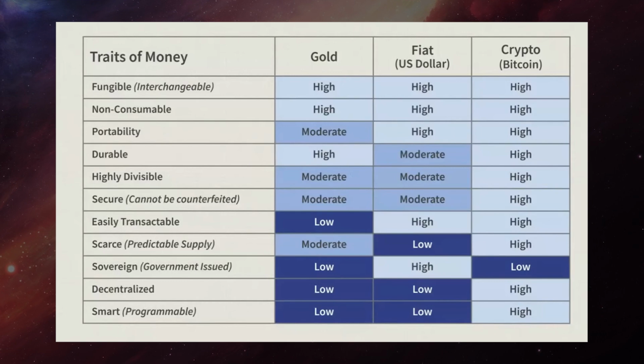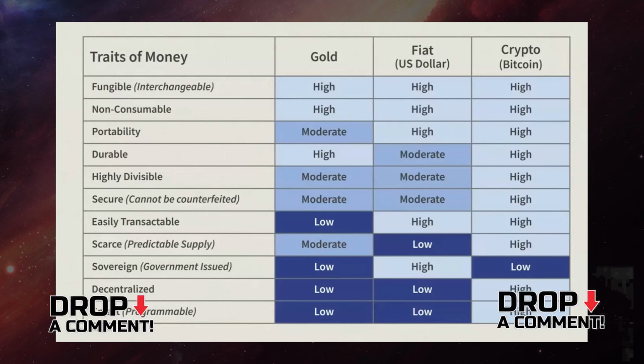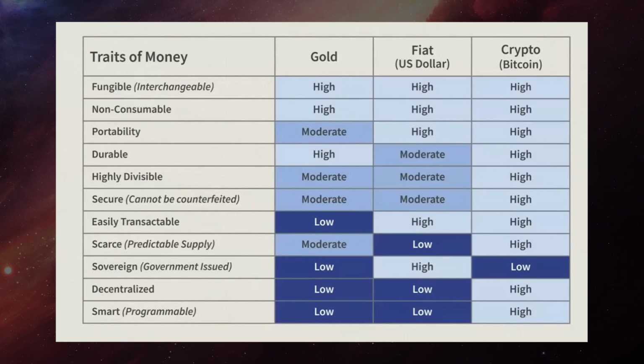Now, we also must understand that when you think of money, there are different traits of money. This is a table that highlights some of those, and it compares gold versus the dollar versus Bitcoin. So is it fungible? Is it interchangeable? Gold is. A gold bar is pretty much a gold bar. If it's pure enough, it's the same thing. Same thing with the dollar, same with Bitcoin. So they meet that standard.